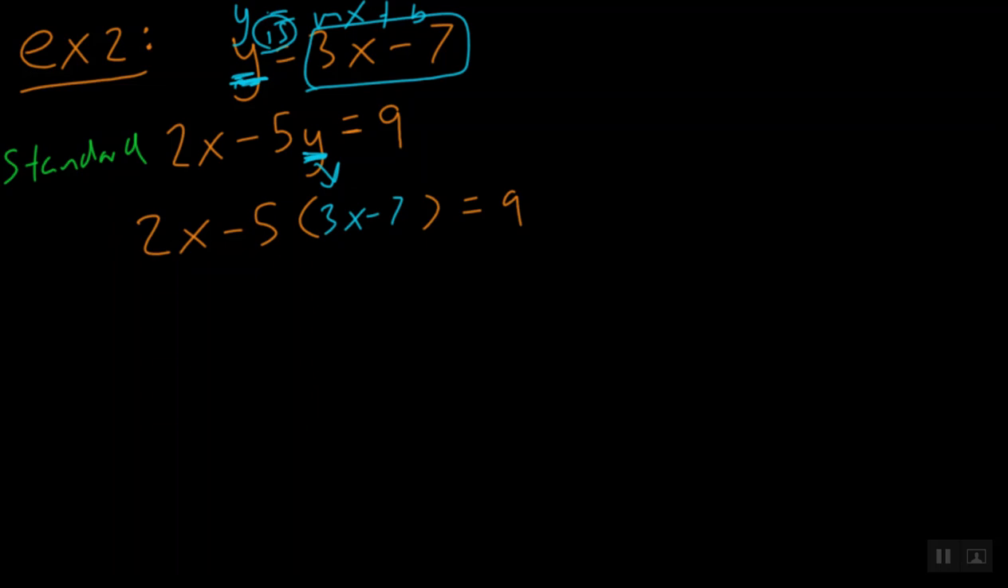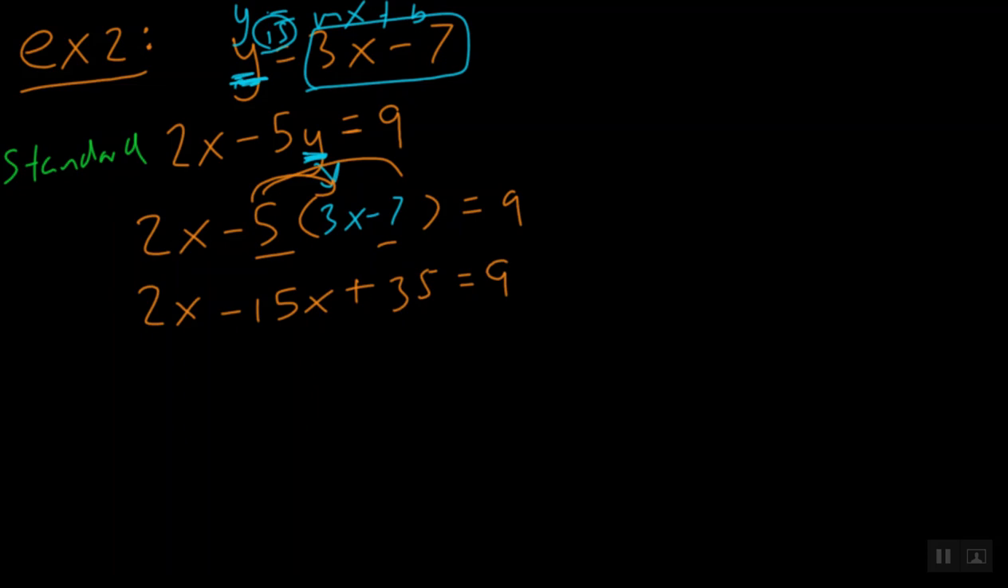And from this point forward, we can solve for x. We drop this 2x. Here we have negative 5 times 3x, which will be negative 15x. We have a negative times a negative, which is a positive, and 5 times 7 is 35. And of course, this all equals 9.